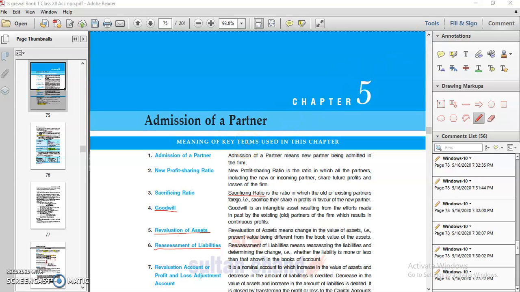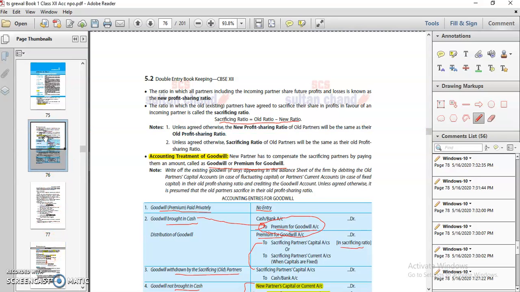We were discussing your admission of partners. I think we have discussed some of the points, like sacrifice ratio, a bit of entries, a bit of understanding of goodwill, treatment of goodwill, premium if he brings cash, these kinds of things. So let's start with the same topic.